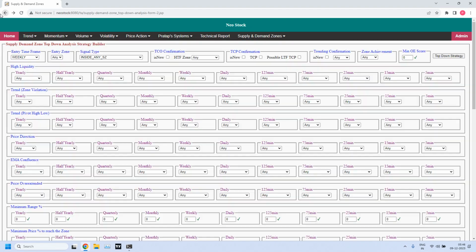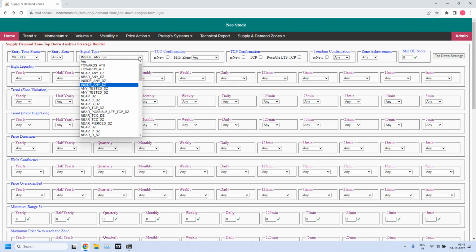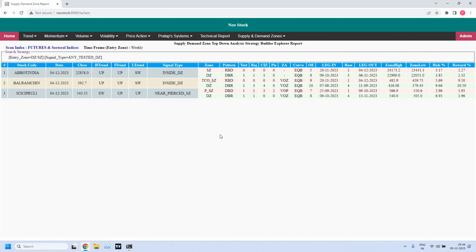So let's go back. Entry time frame is weekly. Let us find the stocks tested during this week. So 3 weekly zones are tested during this week.